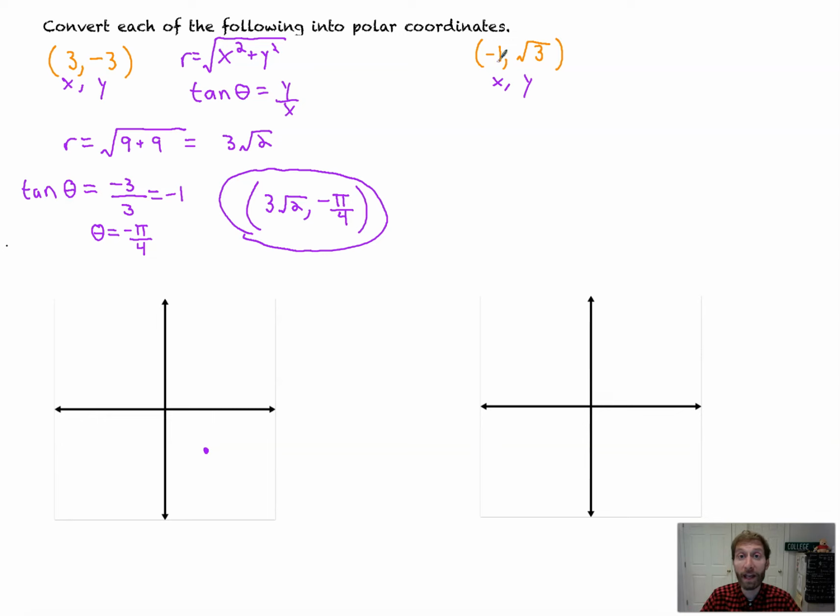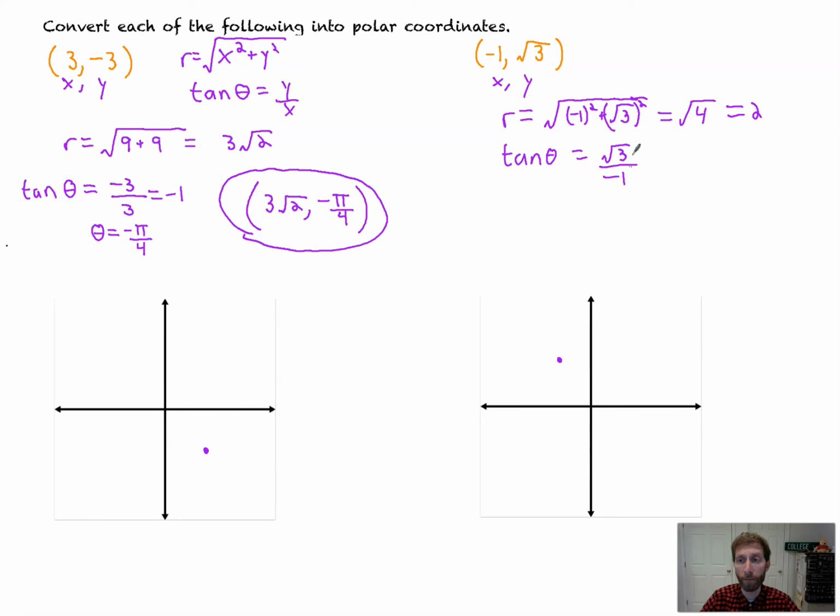We've got -1 comma root 3. So that's going to be left 1, up root 3, like this. And so now, again, I'm going to use my conversion. So r is equal to the square root of -1 squared plus root 3 squared. It's actually going to work out decently well. -1 squared is 1. Root 3 squared is 3. That's going to be the square root of 4, which is, ooh, nice, it's 2.